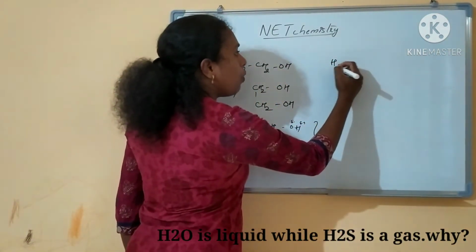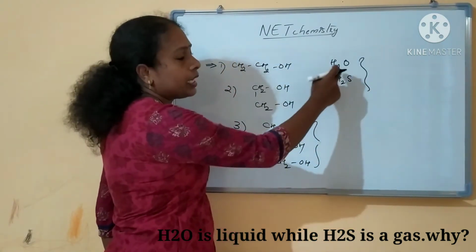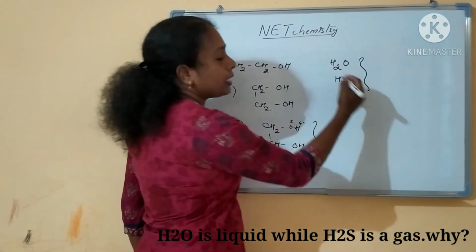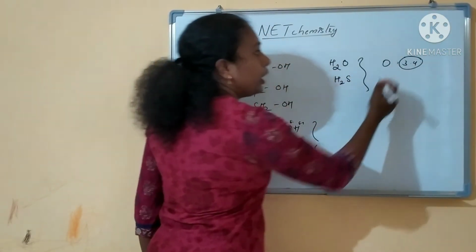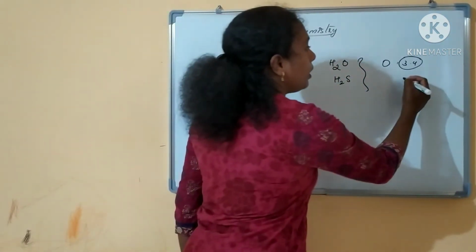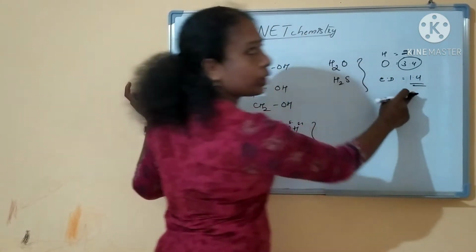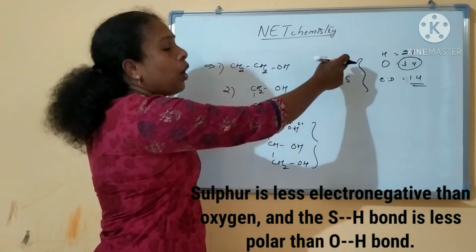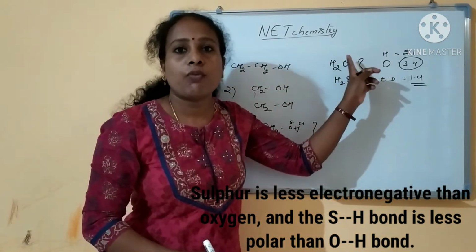Another question is, water is a liquid and hydrogen sulfide is a gas. Why? Here also it is the same way. Not only hydrogen bonding is responsible. The electronegativity of oxygen is 3.4. If you take the electronegativity difference between hydrogen and oxygen, it will come to 1.4. But in hydrogen sulfide, sulfur is not that electronegative compared to oxygen. Sulfur is less electronegative. That is why hydrogen sulfide is a gas and water is a liquid.